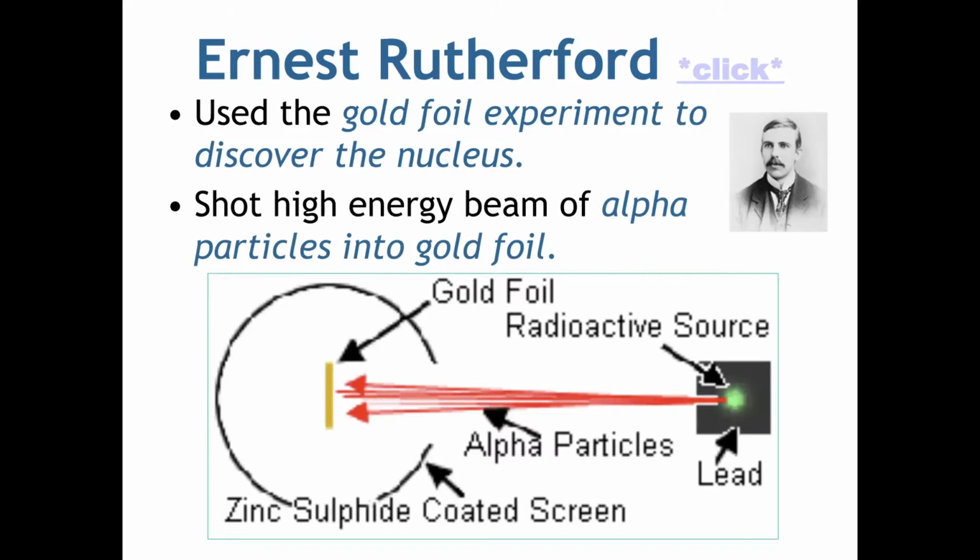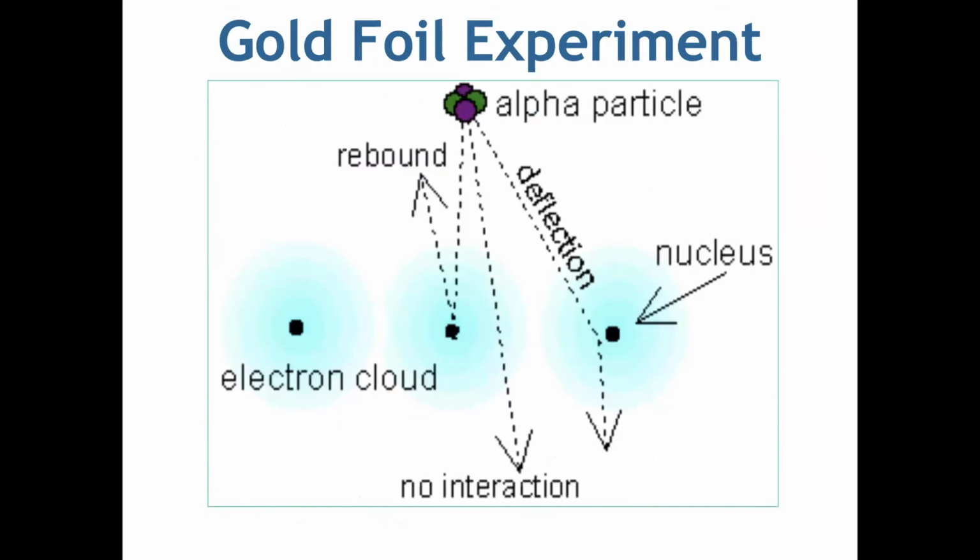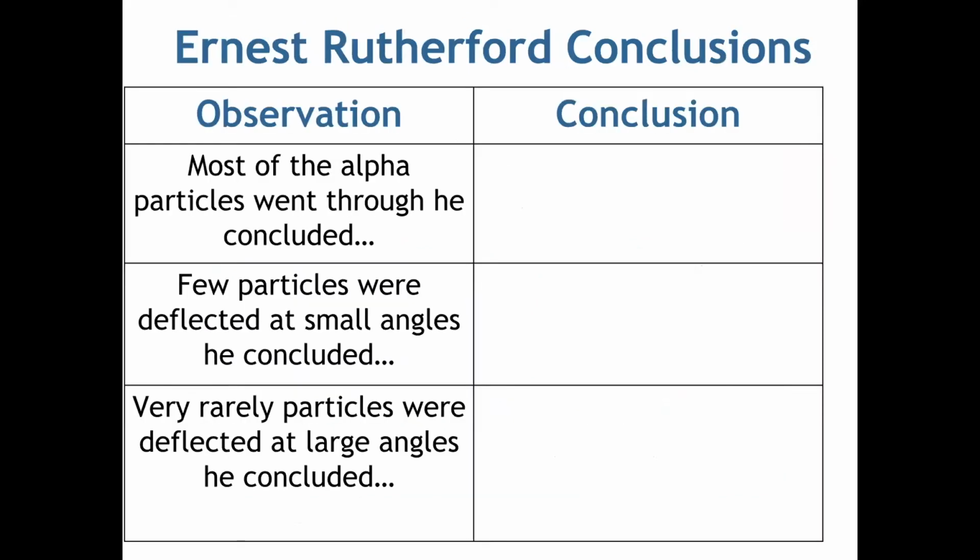He had a radioactive source, and he had lead that was involved in protecting that area. And then you can see that the alpha particles were ejected or shot into the tin foil. And it was called the gold foil experiment. Rutherford's conclusions were this. His observation was most of the alpha particles went through the gold foil experiment. The atom is mostly empty space. That was his conclusion from that.